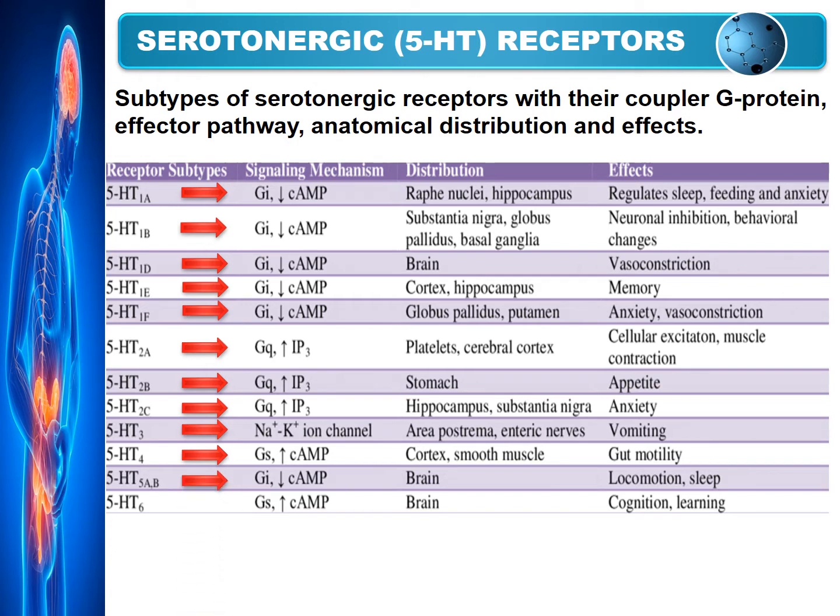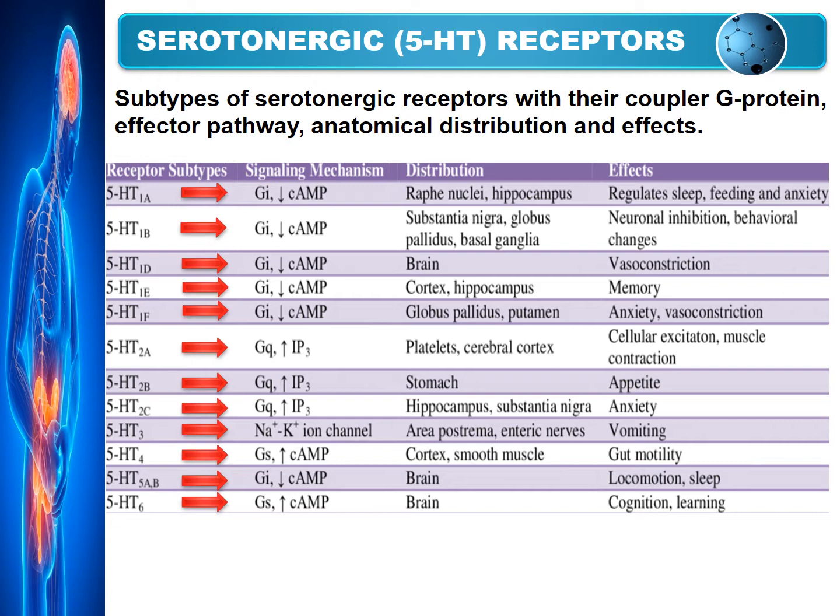Then the fifth family of serotonergic receptor, that is 5-HT5, having its two subtypes, that is the 5-HT5A and the 5-HT5B, having the GI type of the G coupler protein and functions through decreasing the intracellular concentration of cAMP. It is mainly located at brain, and it affects and regulates the locomotion and the sleep.